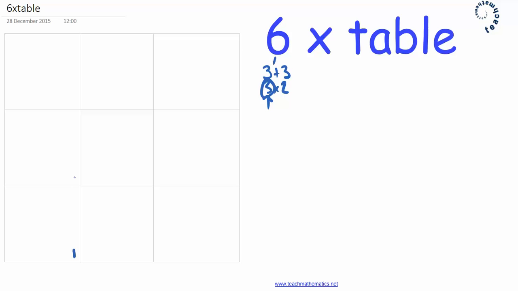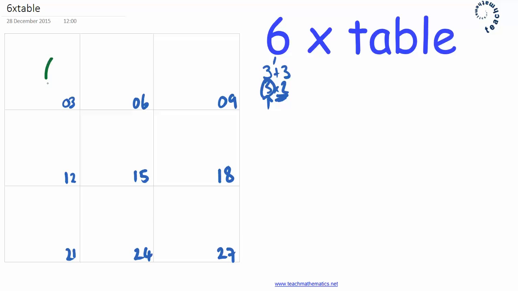The 3 times table was: write the numbers 1 through to 9 in columns in sets of 3 going up the page. In the first row, I write a 0 next to each of those numbers. In the second row, I write a 1 next to each of those numbers. And in the third row, we wrote a 2 next to each of those numbers. So because 6 is 2 lots of 3, I'm just going to double each of these.